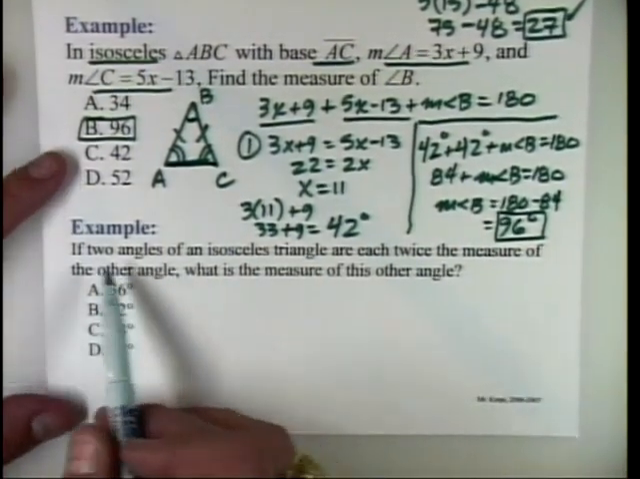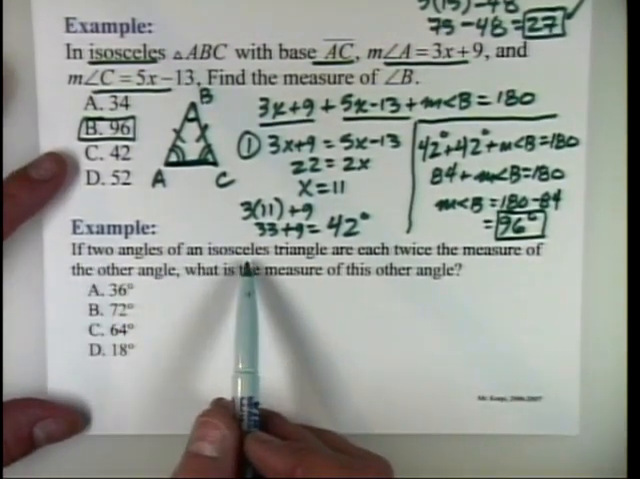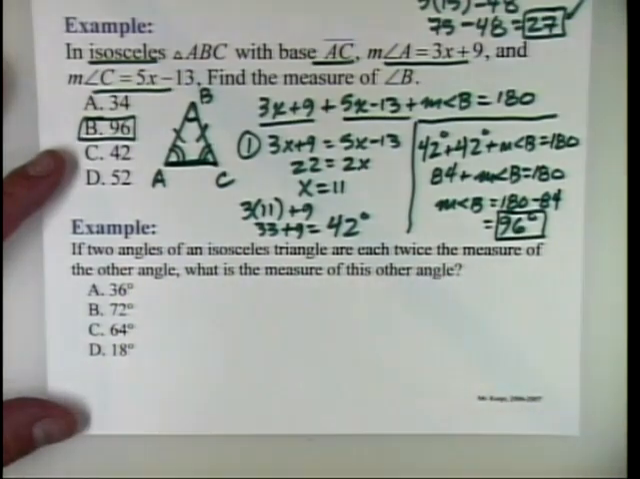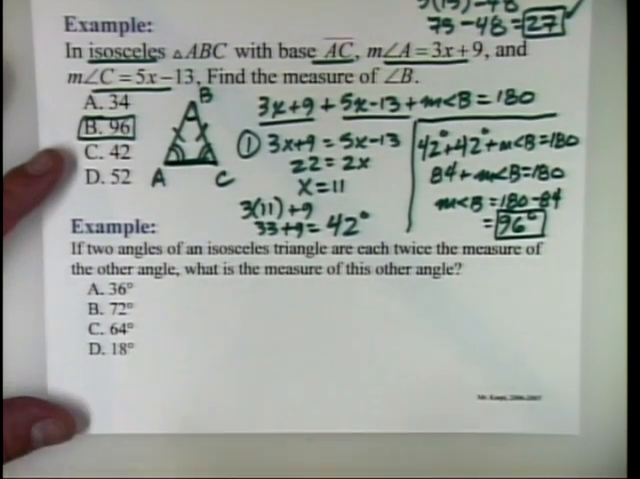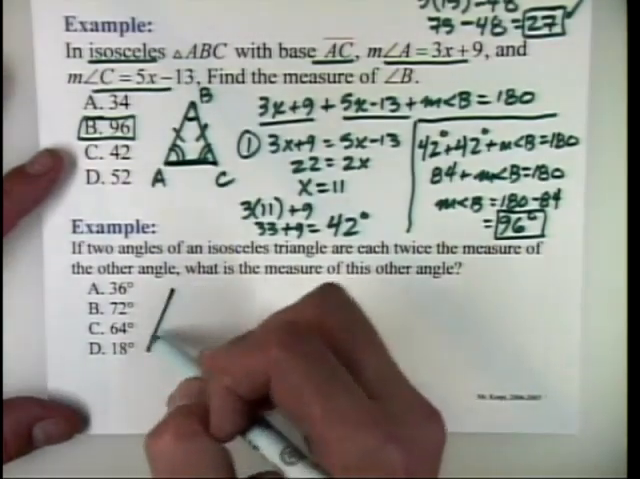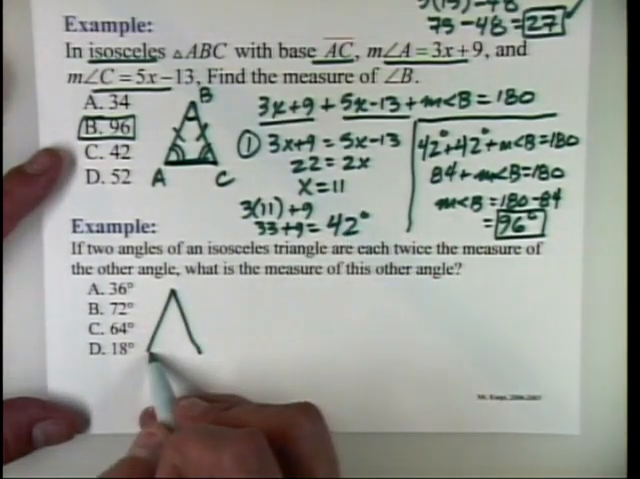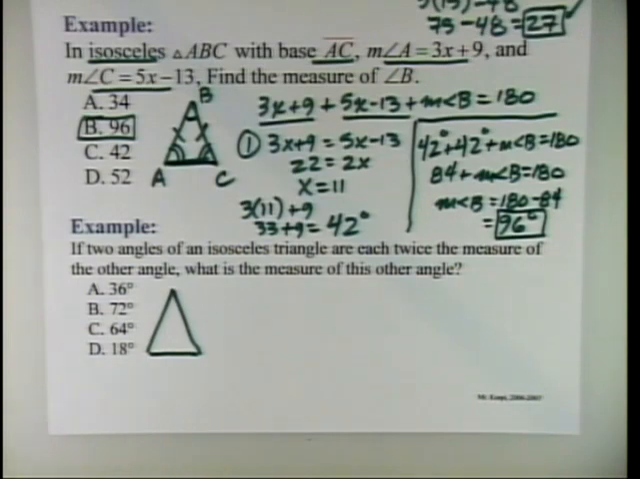Okay, another example. If two angles of an isosceles triangle are each twice the measure of the other angle, what's the measure of the other angle? Whoa! There's no numbers or anything in there. Notice that we're missing a picture. So the first thing that I like to do, just to get my bearings, is to draw the picture.